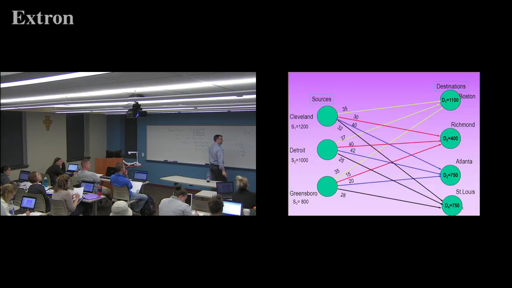What's leaving Detroit? We have 1,000. So what's leaving Detroit is X21 plus X22 plus X23 plus X24. Has to be less than or equal to 1,000. And finally, we'd have one for Greensboro, which is 800. So we have 3 supply constraints. So 3, 4, 7.